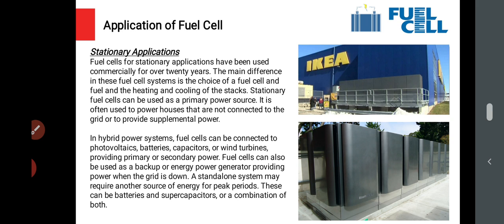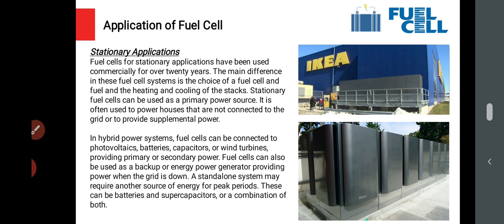In hybrid power systems, fuel cells can be connected to photovoltaic batteries or capacitors or wind turbines, providing primary or secondary power. Fuel cells can also be used as a backup during peak periods. So, in that case also you can use fuel cell as a backup power.